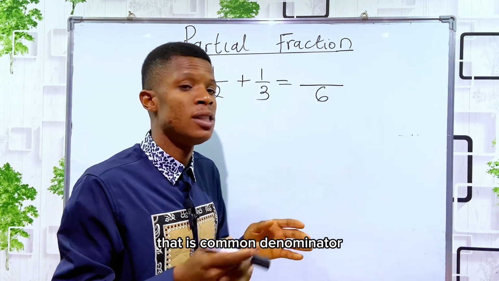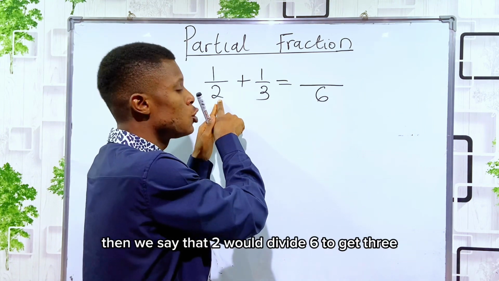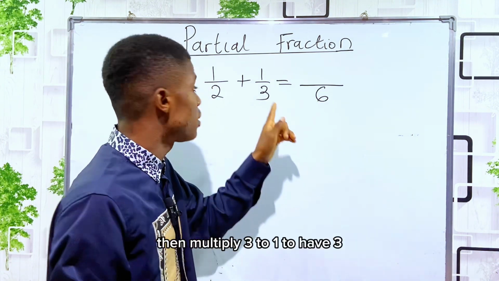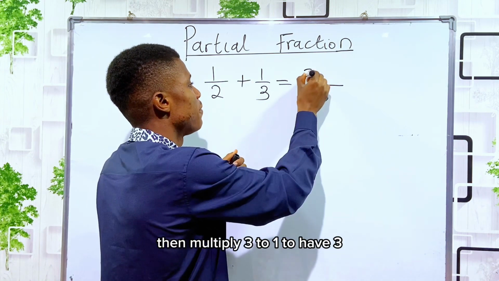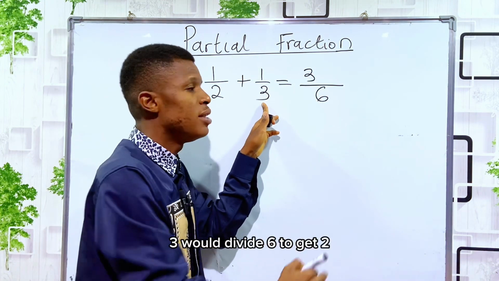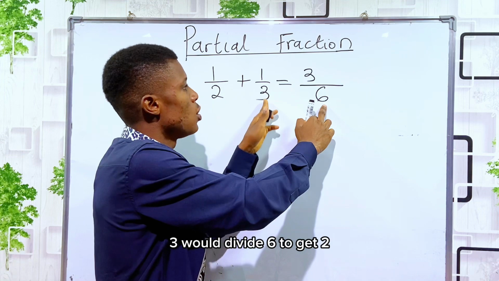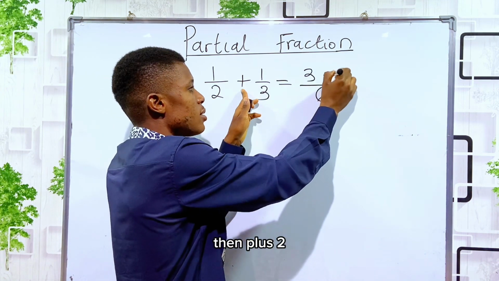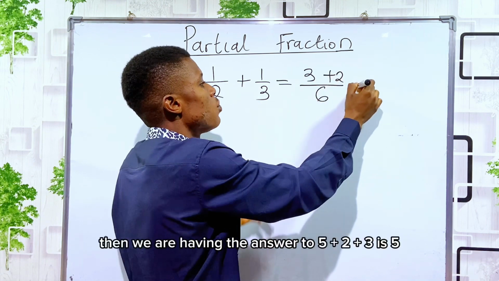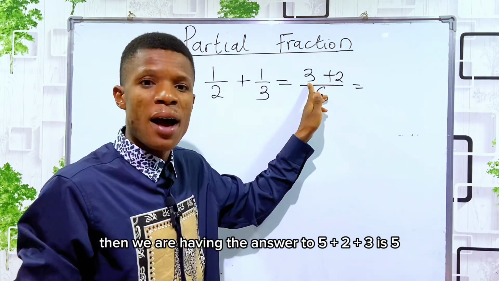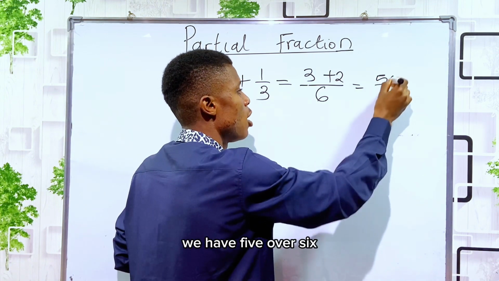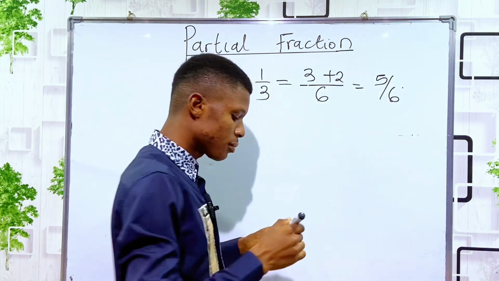That is the common denominator. Then we say that 2 will divide 6 to get 3. Then we multiply 3 by 1 to have 3. 3 will divide 6 to get 2. We multiply 2 by 1 to get 2. Then we have the answer: 2 plus 3 is 5. We have 5 over 6.